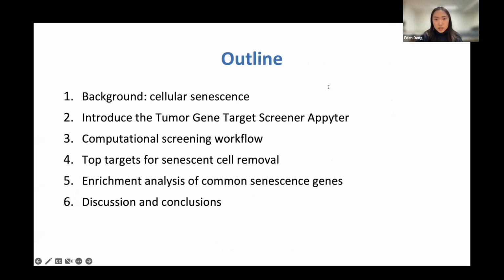I'll start by providing some background on cellular senescence and why we're interested in it. Then I'll introduce the Appyter tool that was used to identify senescence targets, and I'll demonstrate how we selected a set of potential protein targets for senescent cell removal. Finally, I'll highlight one of these targets, and I'll present some exploratory enrichment analyses that connect the top genes that we found.